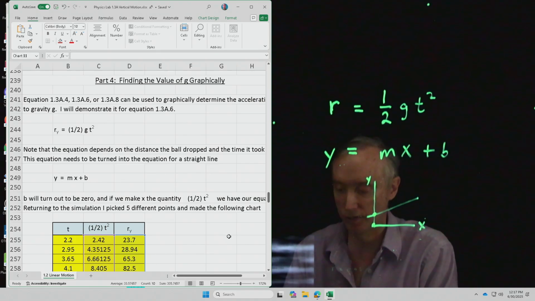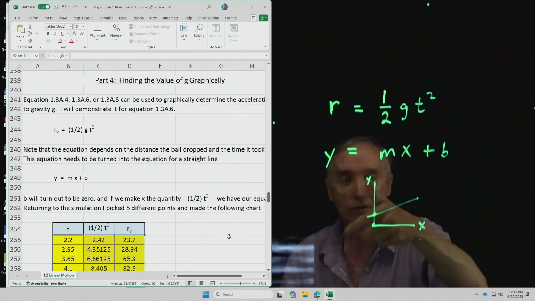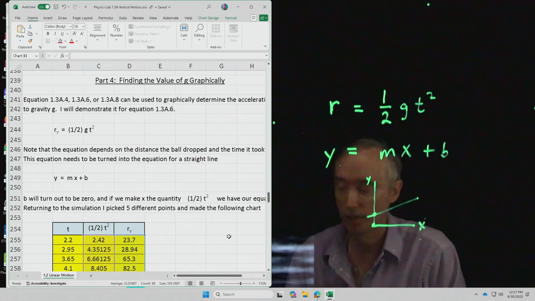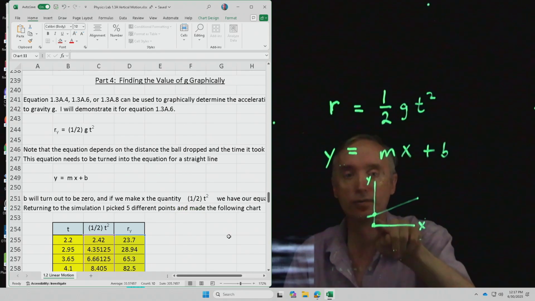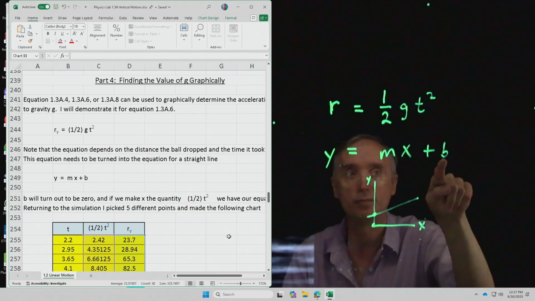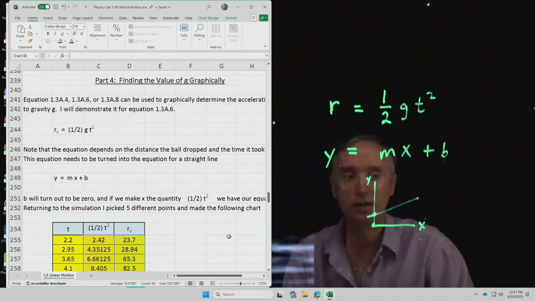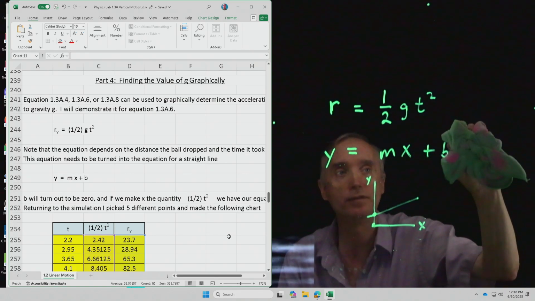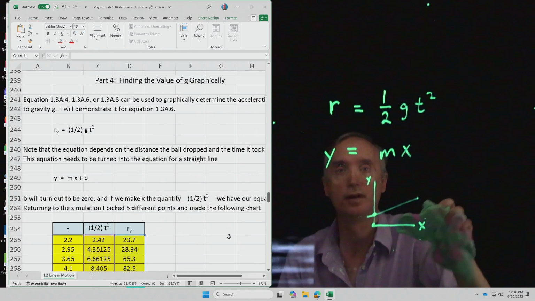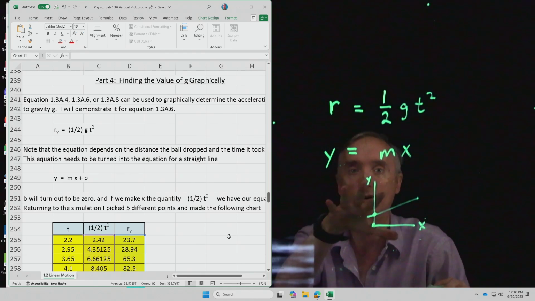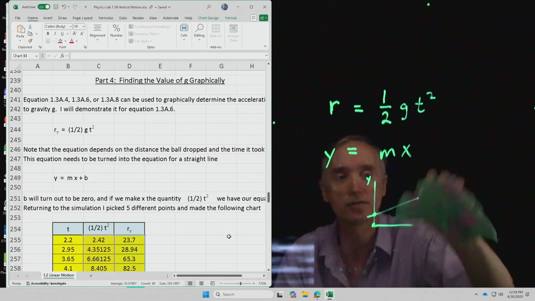But it's going to turn out that your graph should go through 0, 0. And so that would mean that it's going to go through this point here, which means that b is going to be 0. So we don't really even need to worry about that. So let's just concentrate on this graph right here. We're going to try to figure out the slope.